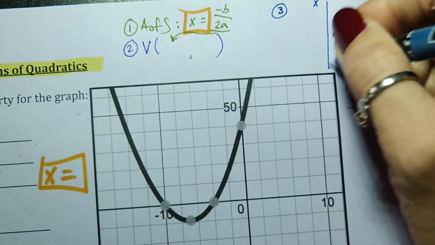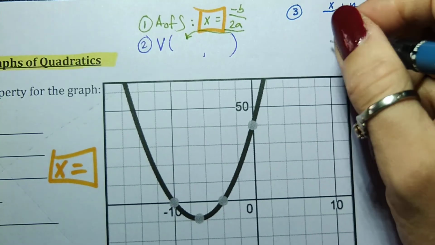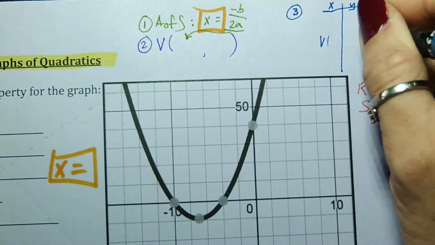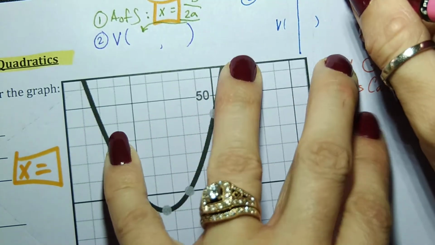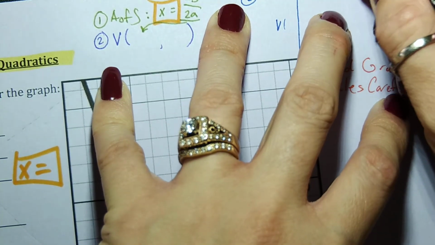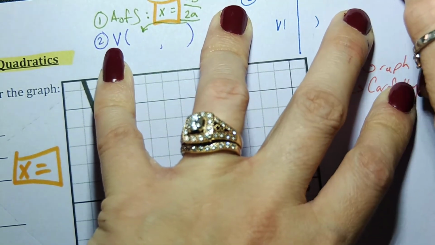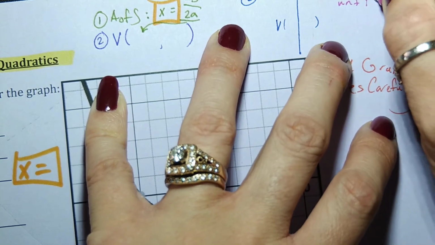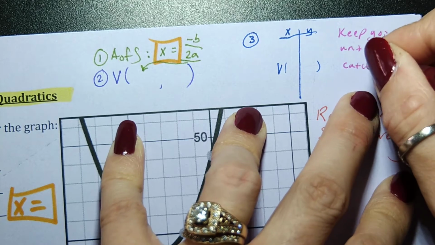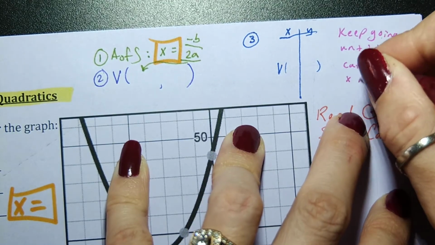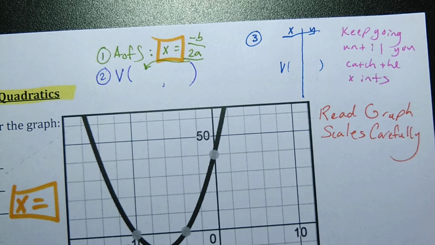So you make an XY table. I'm going to be looking for that table as part of your work. Vertex is in the middle. And we keep going with values, so keep going until you catch the x-intercepts.